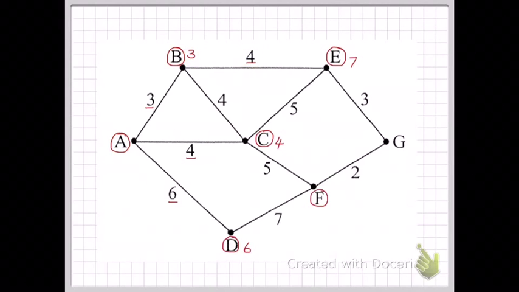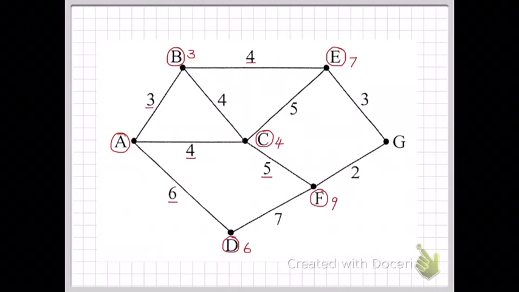Let's look at F. I can connect to F from D, C or E. C to F will be 4 plus 5 equals 9. D to F will be 6 plus 7, 13. And if I try and go from E, that will be 7 plus 3 plus 2, which is 12, which is obviously longer than the direct path from C. So 4 plus 5 equals 9.